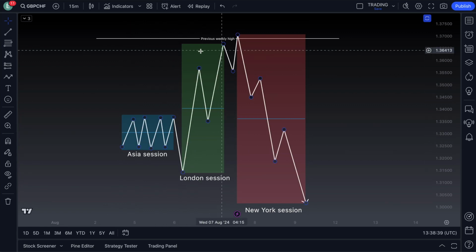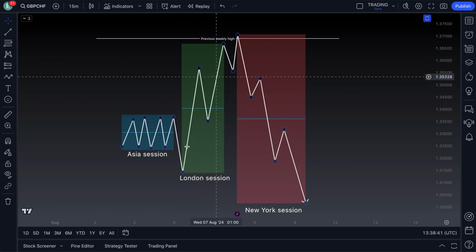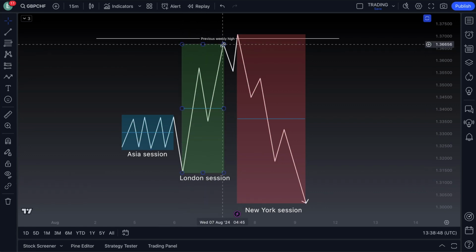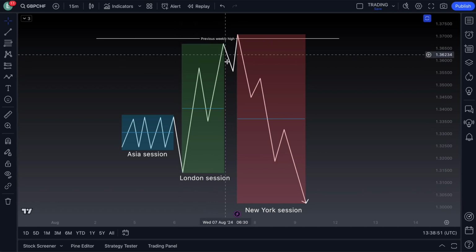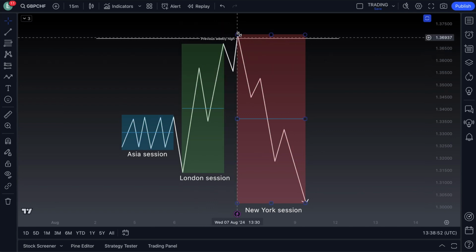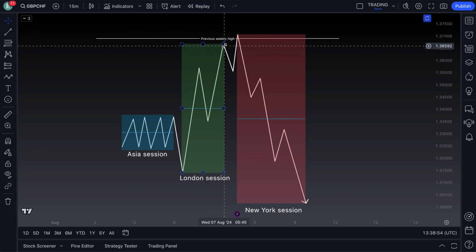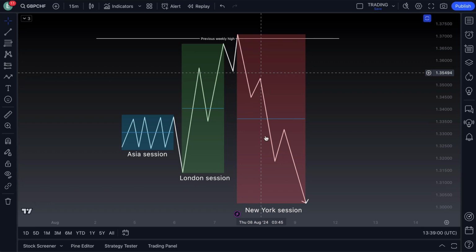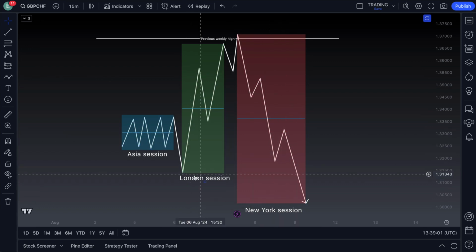Now, as you can see, we're in London now. There would be sell side liquidity resting below this low and buy side liquidity resting above London high. Now, what happened? New York session opened, it swept London high, taking that buy side liquidity, and it used it as fuel to reverse and seek opposing liquidity, which would be London low. The market is literally a liquidity search and destroy machine. It is how it moves.